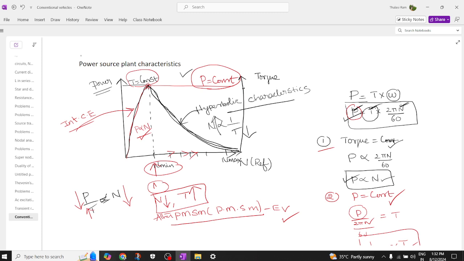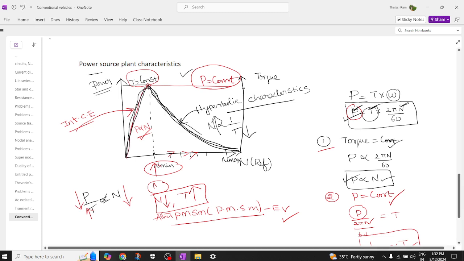You see here the darkened line I am showing; these are the characteristics exhibited by a power source, or a power plant. What is the power source here? Engine. So these are the characteristics exhibited by an engine, in the case of an internal combustion engine.